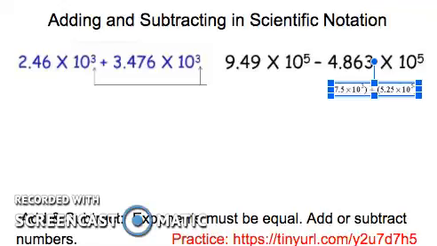This is Mr. Mitchell, a physical science teacher at Coosa High School. I want to have a video about adding, subtracting, and multiplying and dividing in scientific notation.